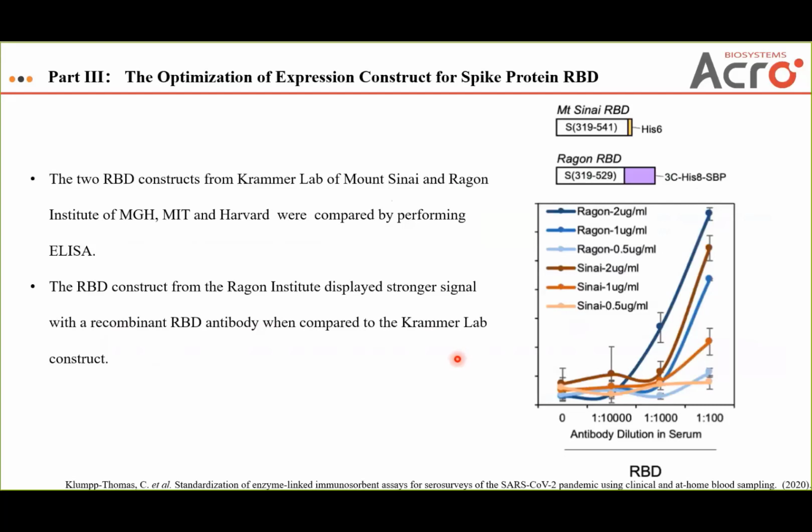And recently, a paper published by NIH has shown that different RBD constructs have distinct signal when used in developing serological ELISA assay. The two RBD constructs from Kramer Lab of Mount Sinai and Reagan Institute were compared, and the constructs from Reagan Institute displayed stronger signal with the recombinant RBD antibody. Acro also got feedback from our customers that the appropriate RBD construct can determine the sensitivity and specificity of ELISA kits. We are currently working on optimizing the RBD constructs to increase the sensitivity while maintaining the specificity of the kit product, and these products have been launched this month.